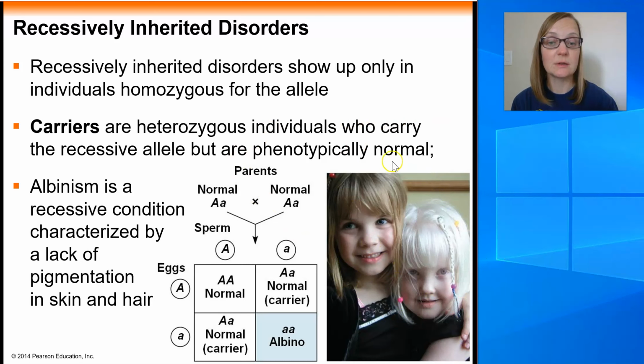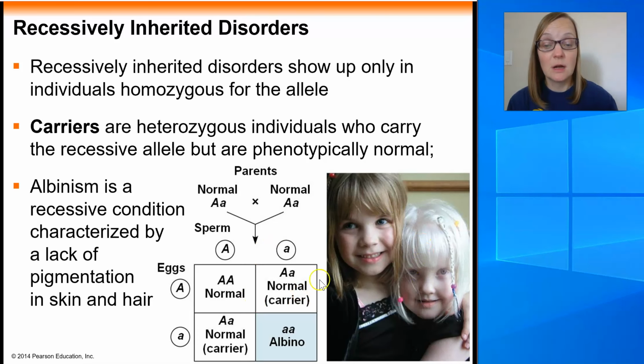So these are two sisters. You can tell one of them has normal coloration and the other one is albino. She's showing that albinism phenotype. And so in order to show that phenotype, she had to have inherited two recessive alleles, one from one parent and one from the other parent, in order to show the phenotype of the disease.